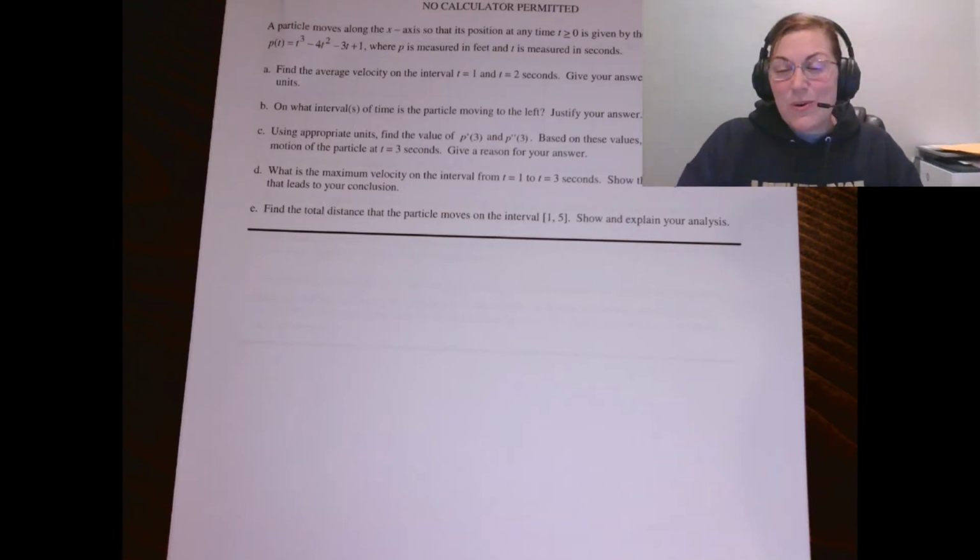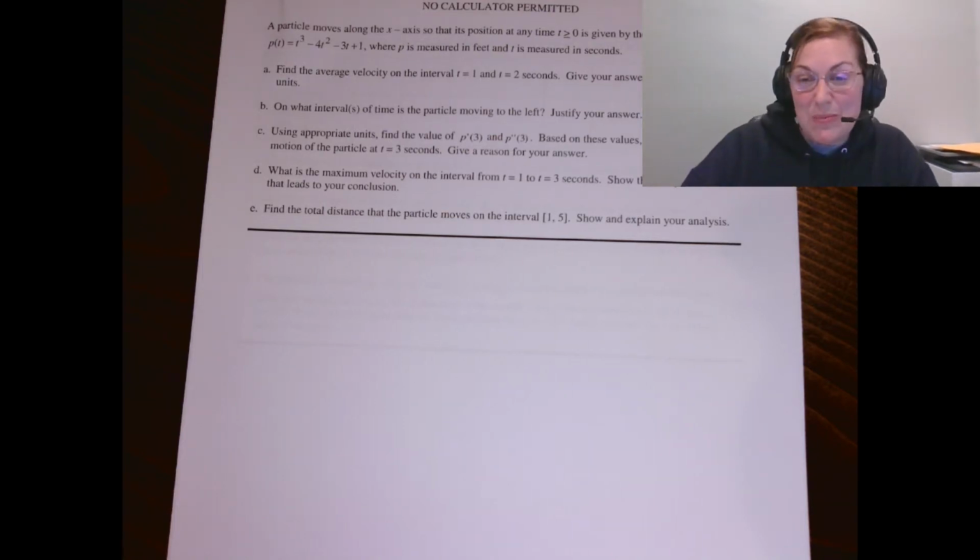Hi there. We're continuing our work with particle motion here. Now, up until this point in many of my videos, we've been using our graphing calculator to help us out, but I want to spend some time on some examples that you need to be able to work without your calculator.